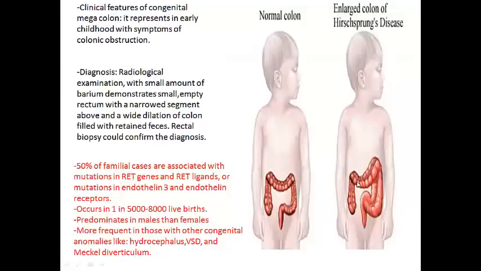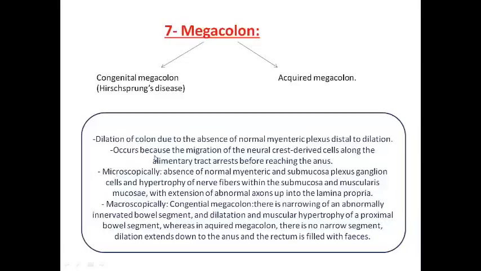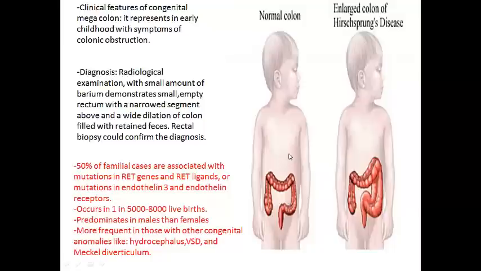Regarding the genetics of this congenital megacolon, many cases have been accompanied with RET gene mutations and RET ligands. Why is that? This is because this signaling pathway is required for the development of the myenteric nerve plexus and provides direction to the migration of the neural crest cells, which was basically the basic problem in the megacolon, in Hirschsprung's disease, where you're going to have abnormal migration or arrest of the neural crest derived cells along the alimentary canal before they reach the anus.